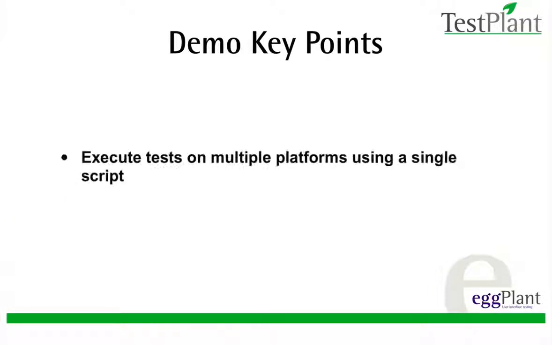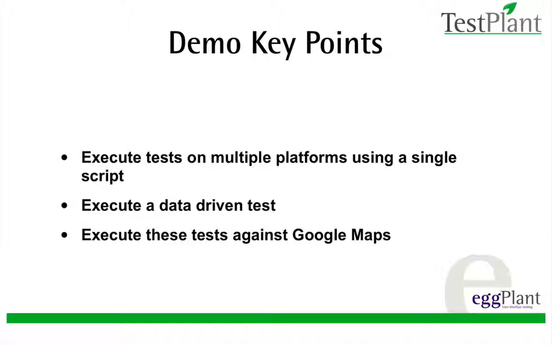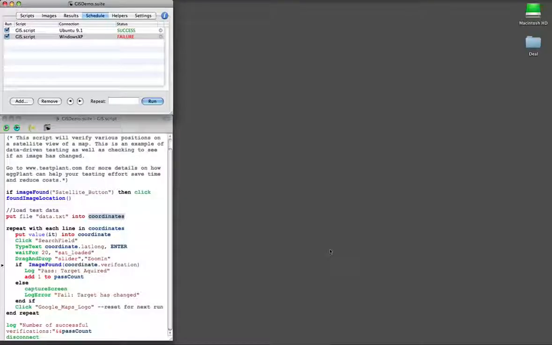This video will show Eggplant executing a script against multiple systems using a single script and data-driven testing. That data-driven testing will be testing a geographical information systems application, Google Maps. I will very briefly talk through this script, and then we'll go ahead and run it against two platforms.